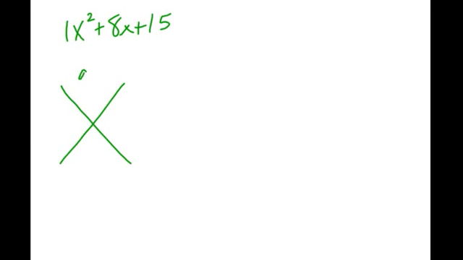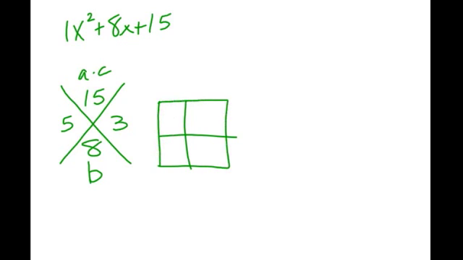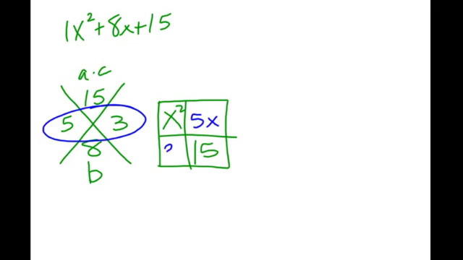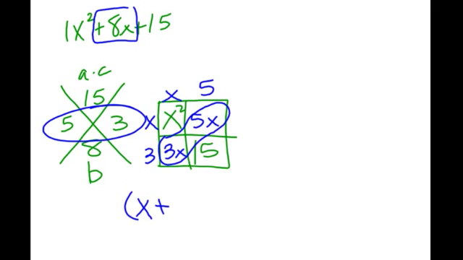A is 1, so A times C is 1 times 15, which is 15. B is 8. What two numbers multiply to equal 15 and add together to equal 8? That's 5 and 3. The x squared goes in the top left. The 15 goes in the bottom right. And I can put this 5 and 3 in either of the two boxes because it's the 5 and 3 together that makes the 8. So that leaves me with x here, x there, 5 here, 3 there. My factors are x plus 5 times x plus 3.